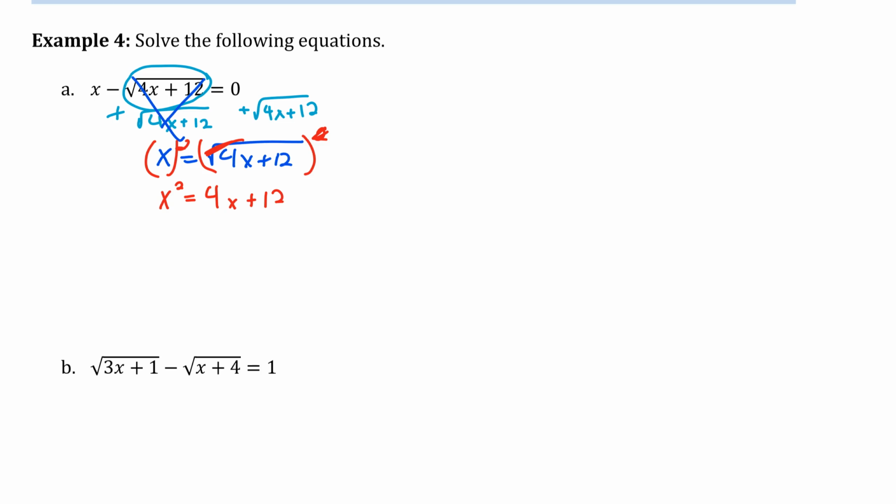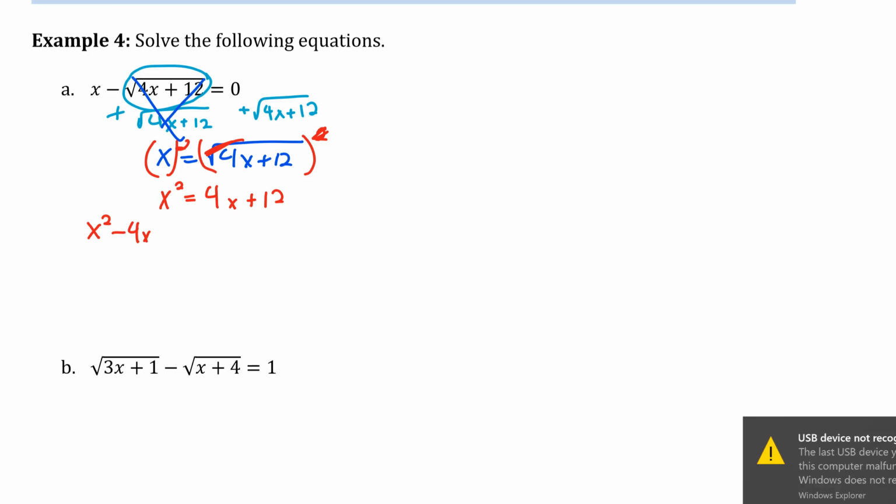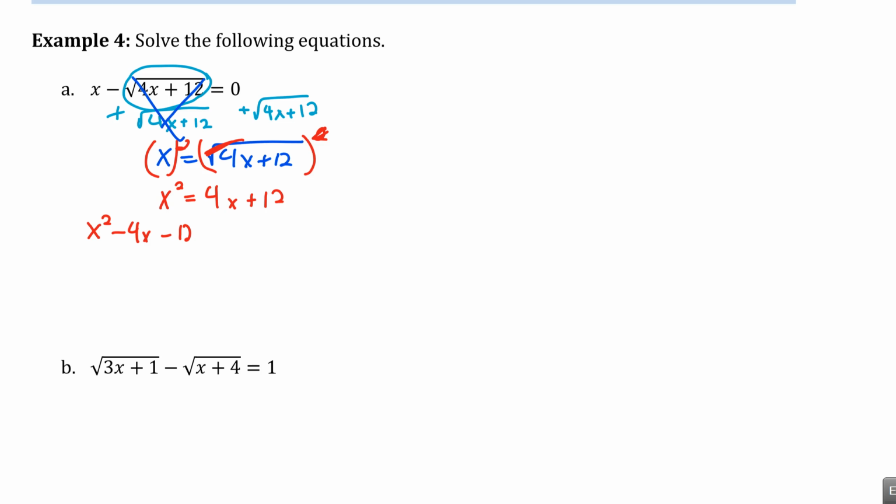4x plus 12. Now we have solved several of these, so we're going to move everything to one side of the equal sign. So I'm going to get x squared minus 4x because I've got to move it across, minus 12 because I've got to move it across as well, equals 0. So I've got x squared minus 4x minus 12. At this point, you can use either factoring or the quadratic formula. Doesn't matter to me which one you use. I'm going to use factoring.